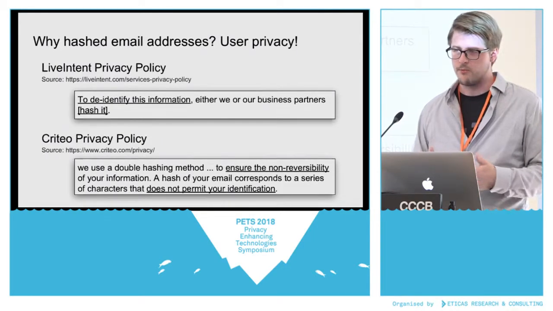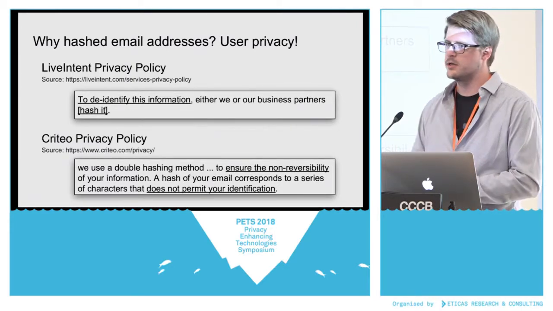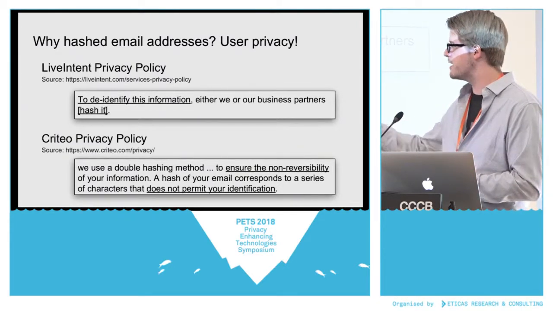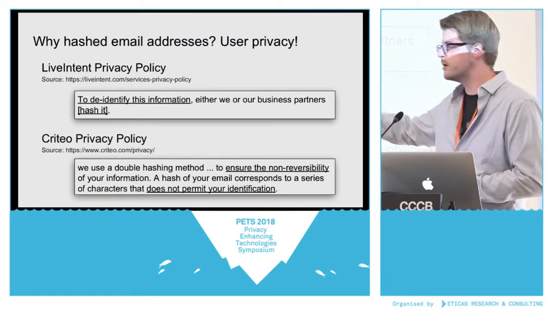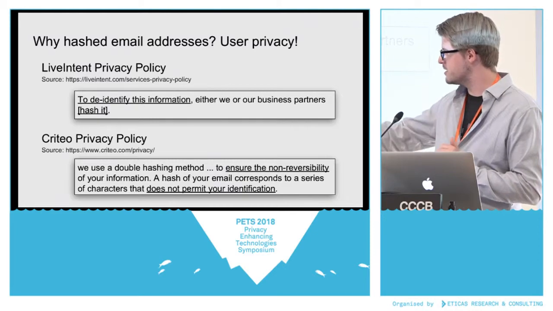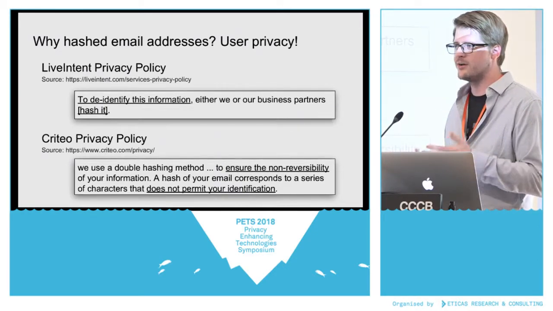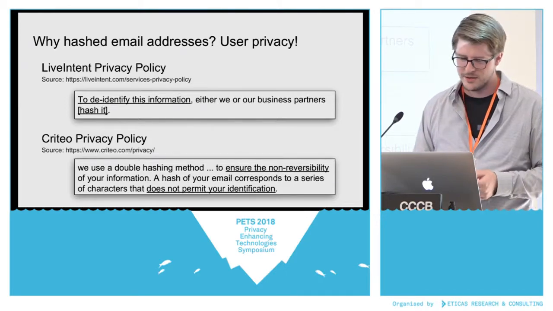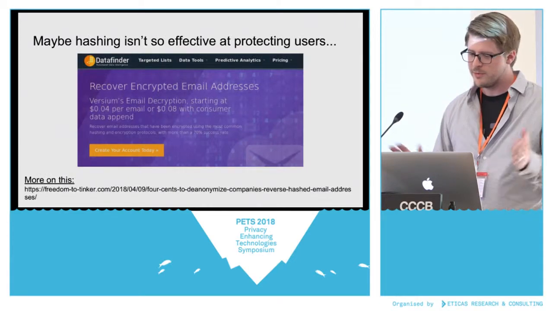And so you may be wondering, well, why receive a hash of it? If you dig into the privacy policies, the companies claim, oh, we receive hashes of it, or we hash it, specifically because it de-identifies the information. And even Criteo says they double hash it to ensure non-reversibility. So not really understanding the problem, and I won't focus too much on this exact issue, but maybe it's not so effective.